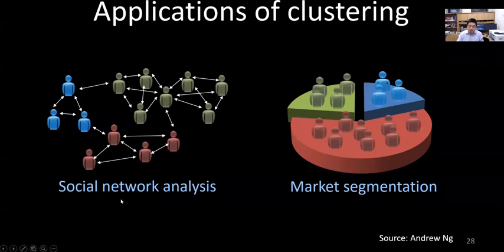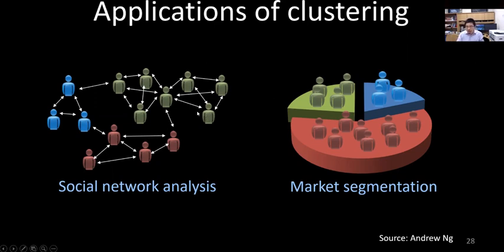Another application of clustering is in social network analysis. The problem here is that given your Facebook friends, is it possible to identify the most cohesive groups? The answer is yes. We can use clustering to easily achieve that. The people in a cohesive group tend to know each other. So they are more familiar with each other in the same group.